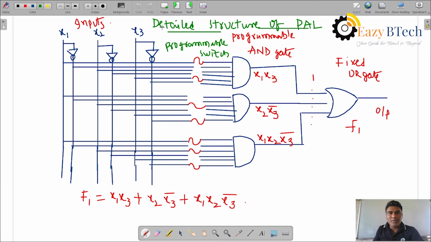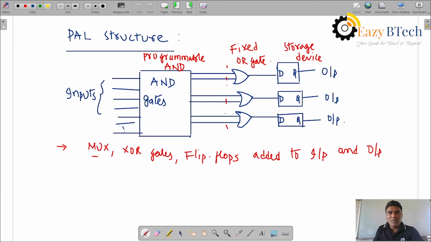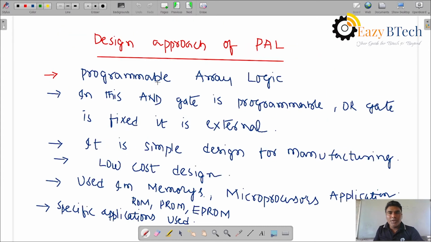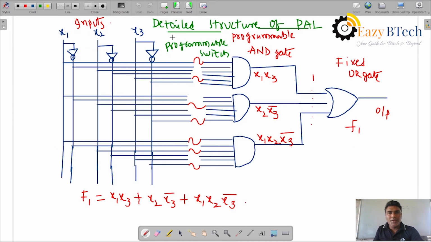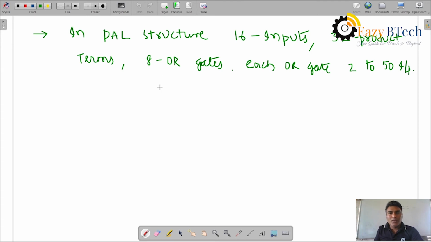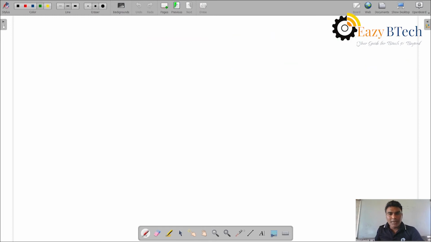It will be asked in the examination. You can write about what PAL is and where it is used, the definition and all, then the structure, the detailed structure of fuse connections, and also the PAL schematic diagram.